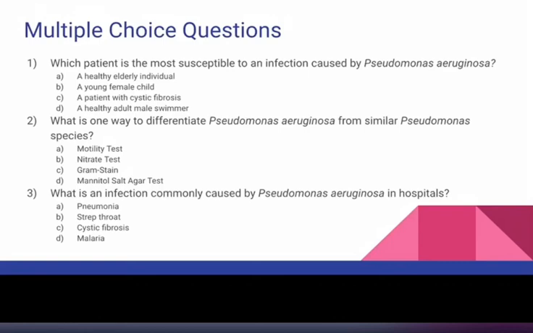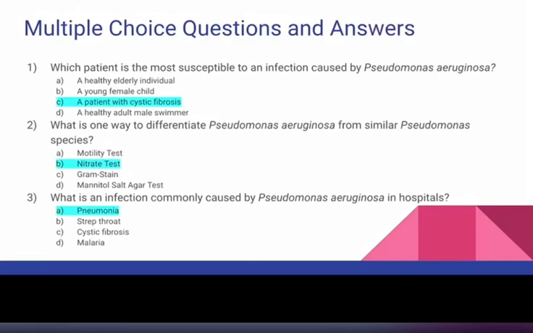So question 1 is, which patient is most susceptible to an infection caused by Pseudomonas aeruginosa? The options are a healthy elderly individual, a young female child, a patient with cystic fibrosis, and a healthy adult male swimmer. Question number 2 is, what is one way to differentiate Pseudomonas aeruginosa from similar Pseudomonas species? The options are motility test, nitrate test, gram stain, and mannitol salt agar test. Number 3 is, what is an infection commonly caused by Pseudomonas aeruginosa in hospitals? The options are pneumonia, strep throat, cystic fibrosis, and malaria.